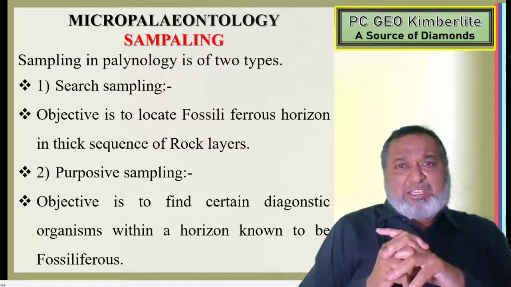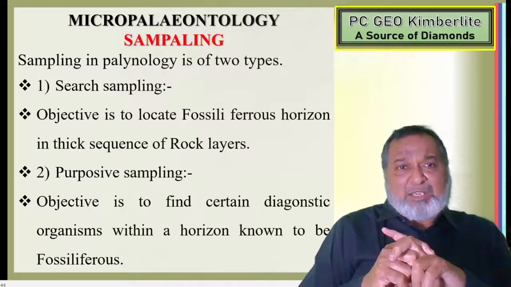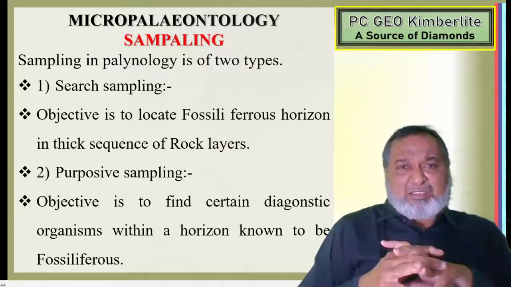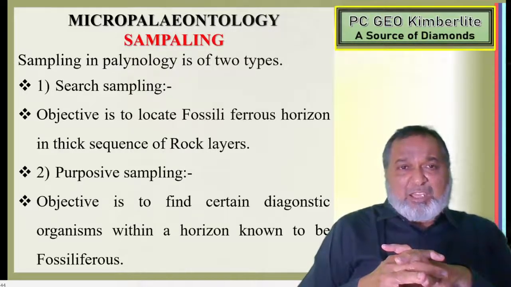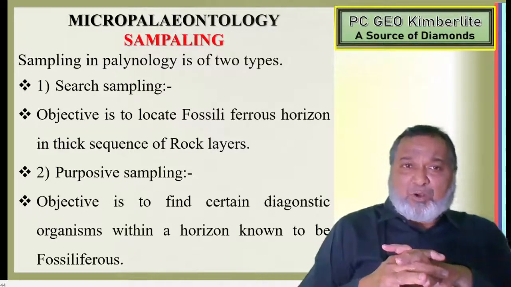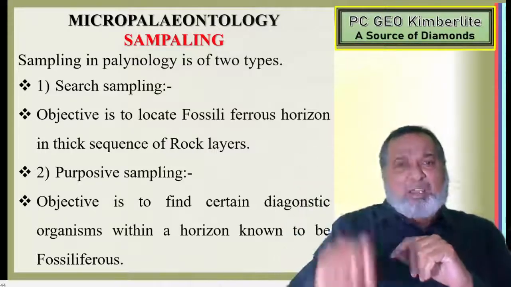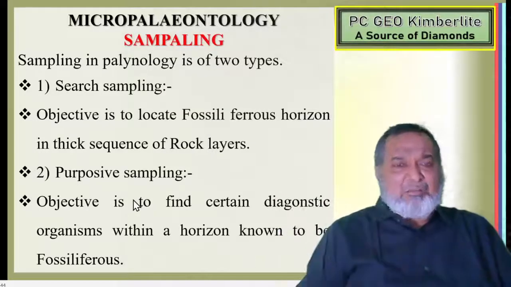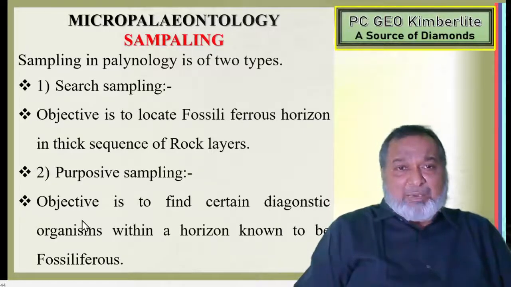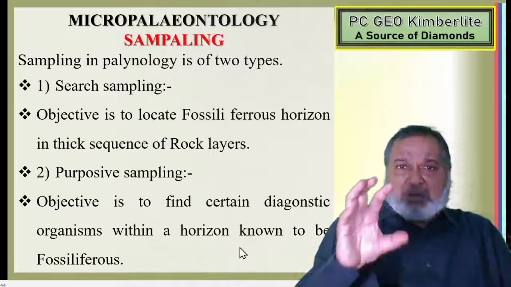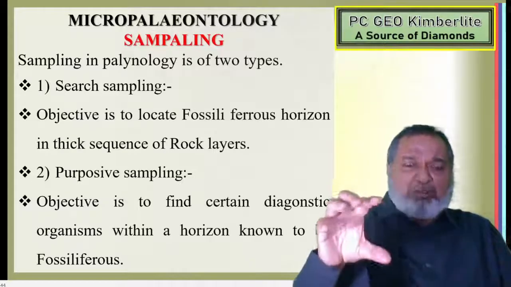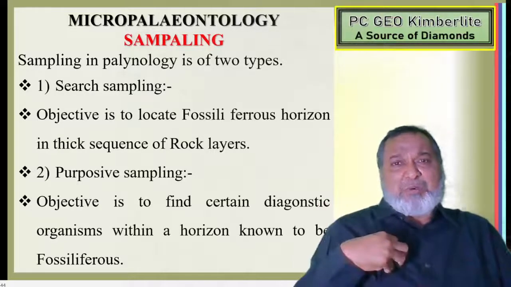Sampling in paleontology is of two types. Search sampling: you just go on searching, and the objective is to locate the fossiliferous horizon in a thick sequence of rock layers. You just go on to find samples, collect them and put them out. That is simple search sampling. Purposive sampling: the objective is to find certain diagnostic organisms within a horizon known to be fossiliferous. For example, if I want to pick out the foraminifera, that is my purpose.